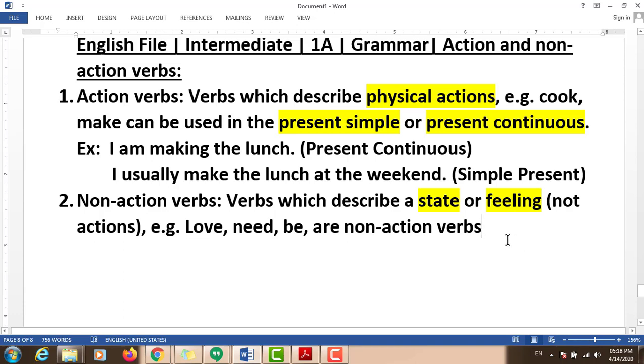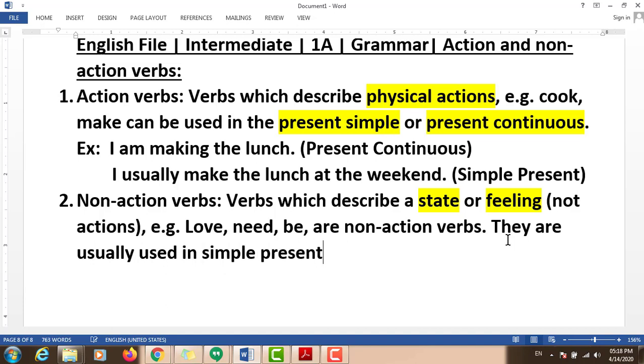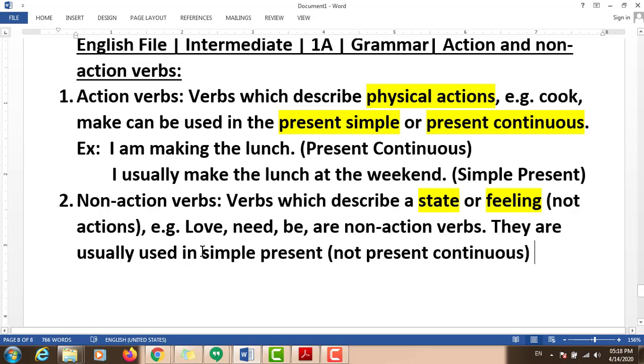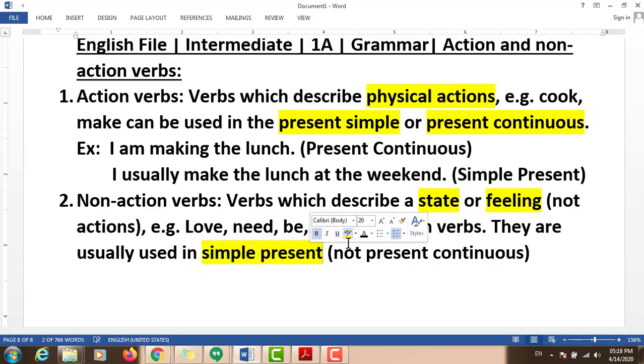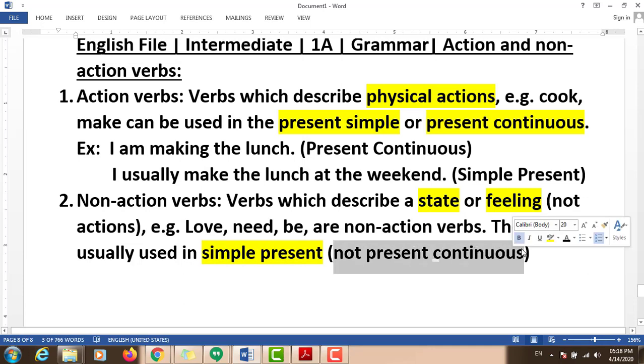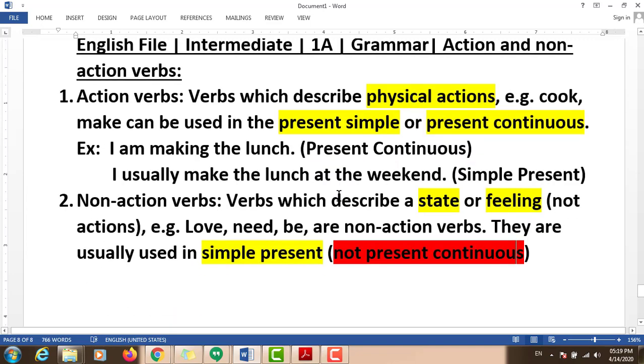Okay, so what do you do with this one? They are usually used in simple present, and not present continuous. I hope you understood. Like listen, you can use them in simple present, yeah, but you cannot use them in present continuous. This is right.